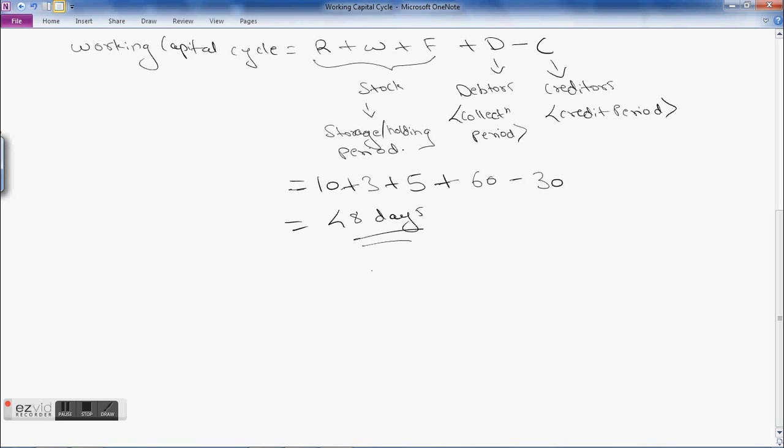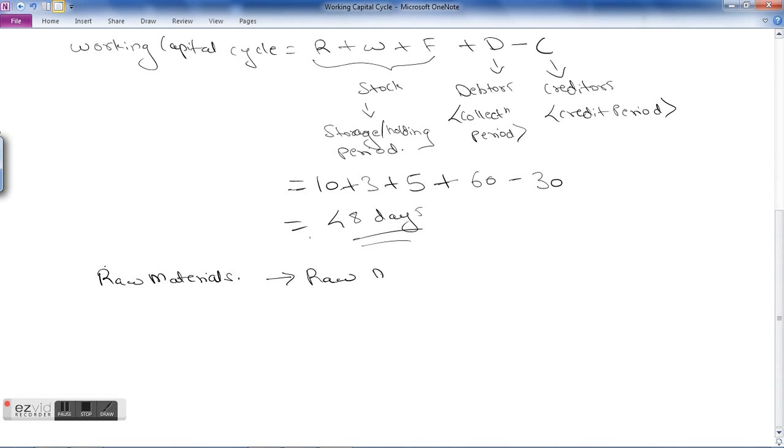Now we will see how to calculate the number of days, that is raw material storage and holding period, then debtors collection period and credit period availed, individually. Let's see how to calculate this one by one. First we will see raw material. Usually the data given is raw material consumed and then average stock of raw material.